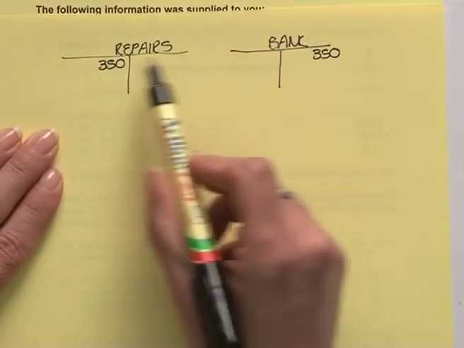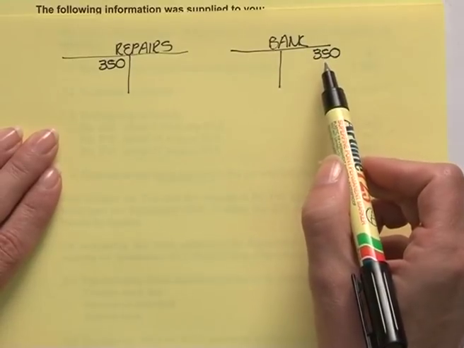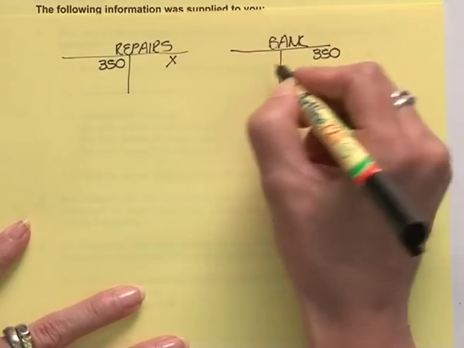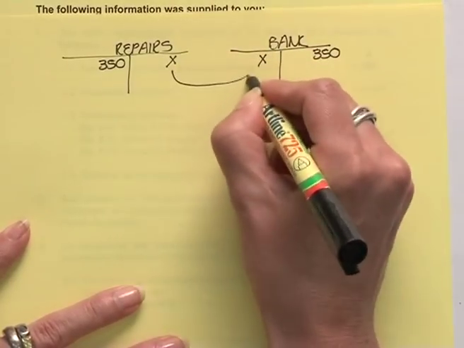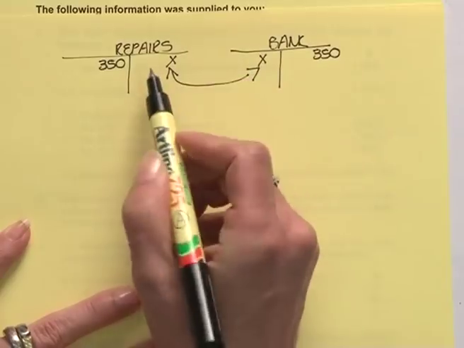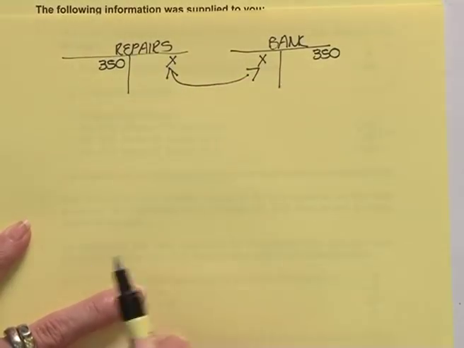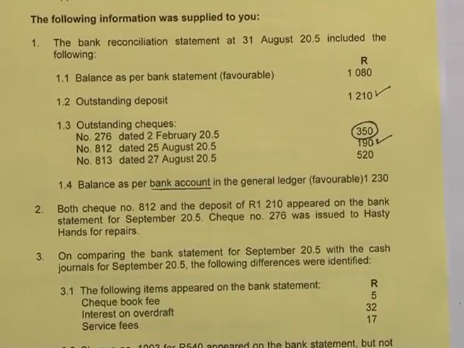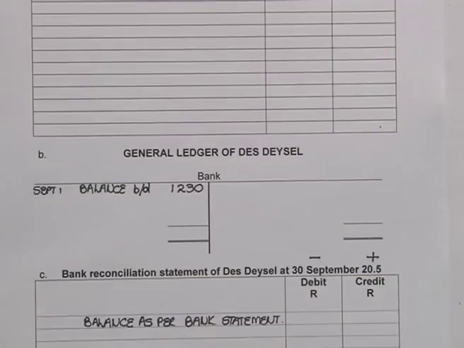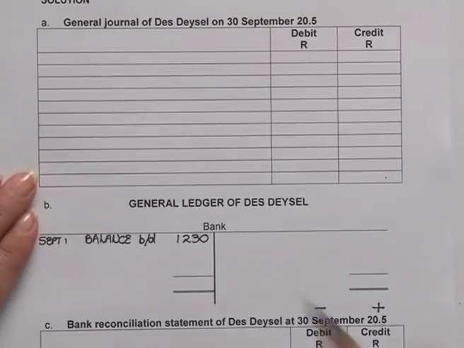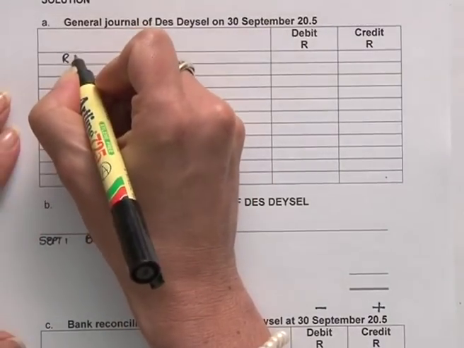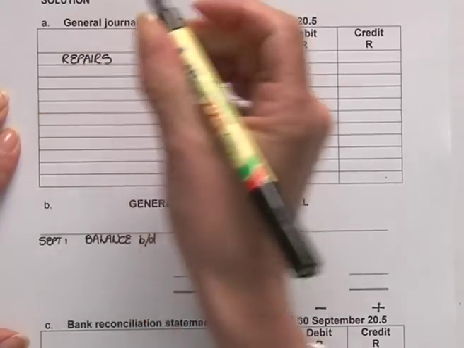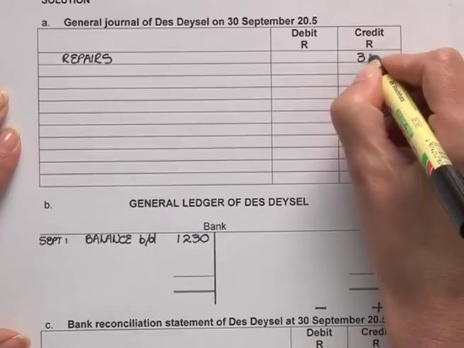That is not a valid payment anymore due to the 6 months that had passed. So we're going to have to reverse out this 350 Rand. So that will result in a credit in the repairs account. So in my general journal, I can now move forward and credit the repairs with the 350 Rand.